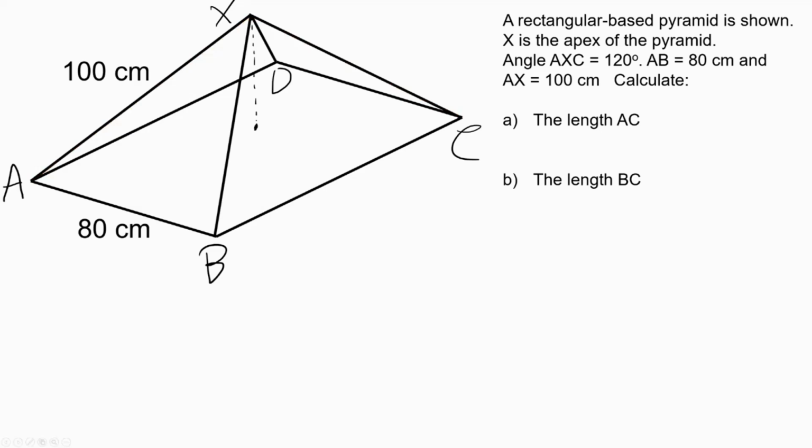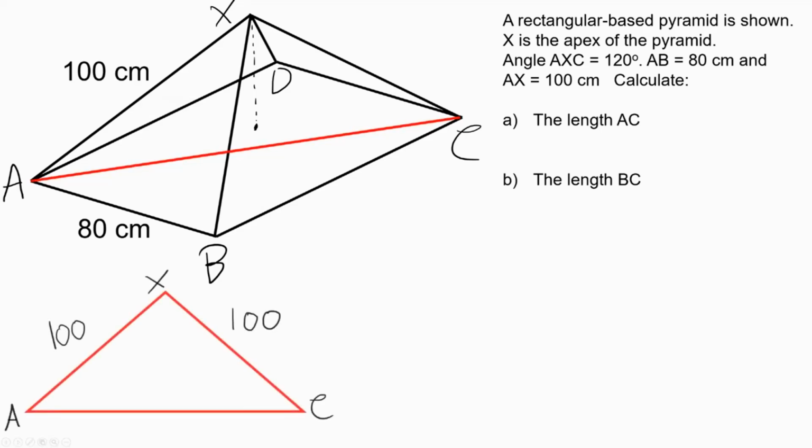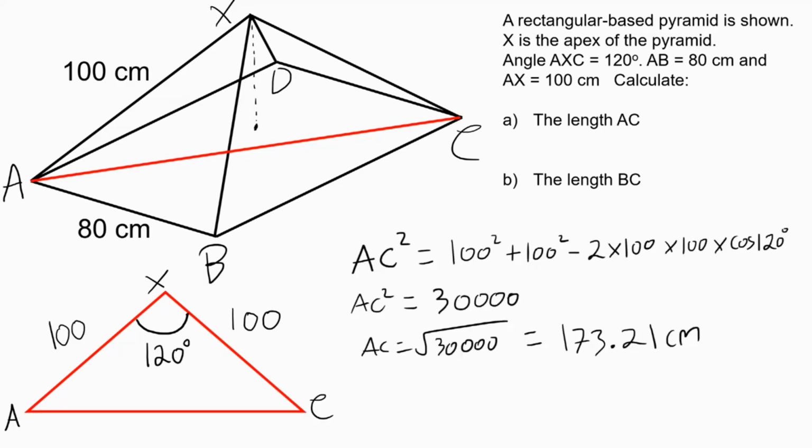We want to calculate the length AC and the length BC. To start with, let's imagine that we have the triangle AXC. Now, if I want to work out AC, I know first of all the angle AXC is 120 degrees. We have two sides and the included angle, so we're going to want to use the cosine rule. So to find AC, we substitute into our cosine rule, and we should end up with AC being 173.21 centimeters.